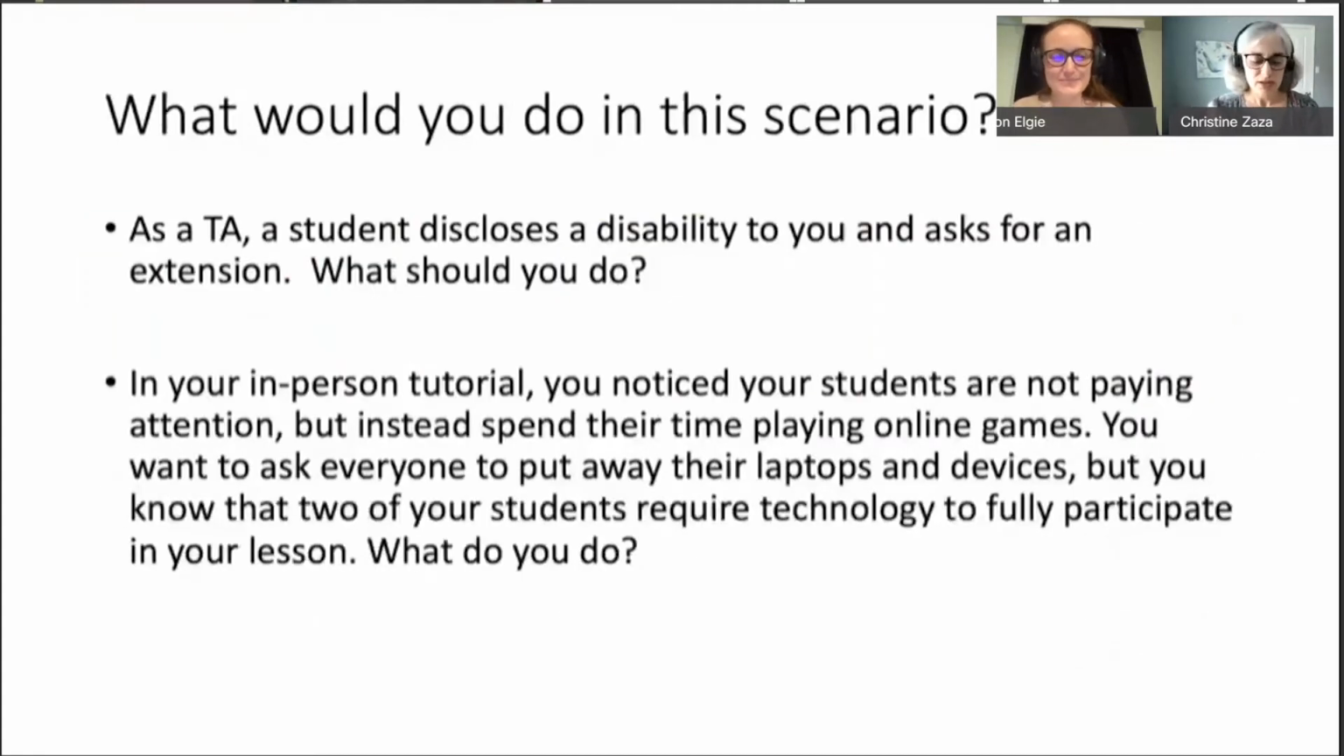Just want to talk about a couple of scenarios that you may typically come across. At least I think we've encountered scenarios like these from TAs and wonder how you would handle these situations. So as a TA, you can imagine, what would you do if a student discloses a disability to you and asks you for an extension? How would you handle that? What should you do? What would you do? You can type in the chat if you want, or you can just pause and think about that.